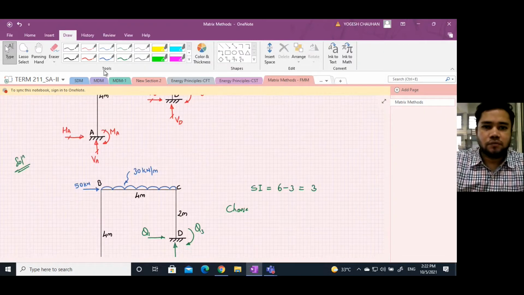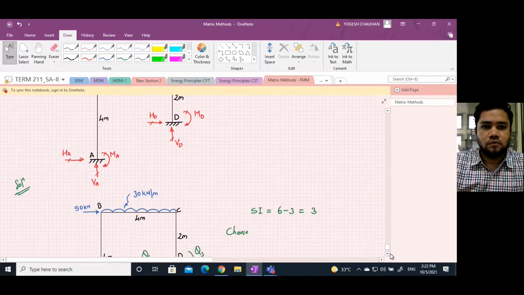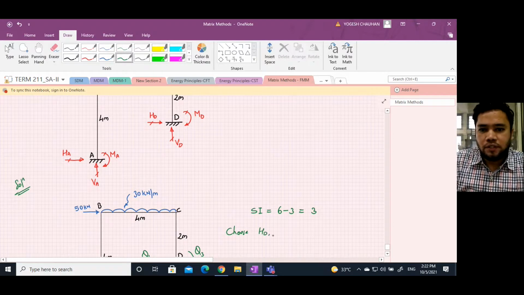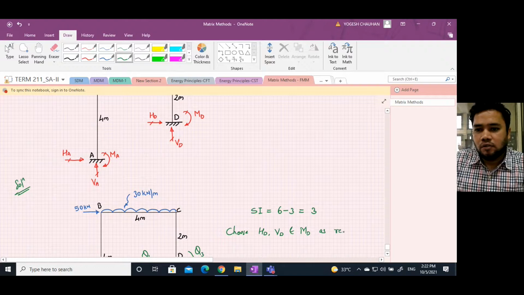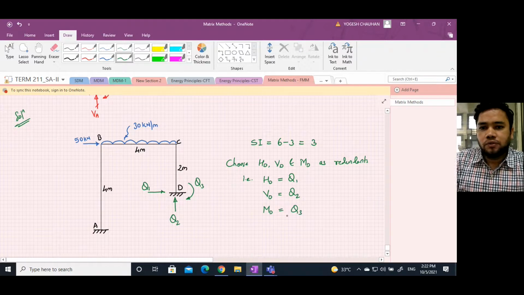So we have chosen HD, VD and MD as redundants. That is, HD equals Q1, VD equals Q2 and MD equals Q3.